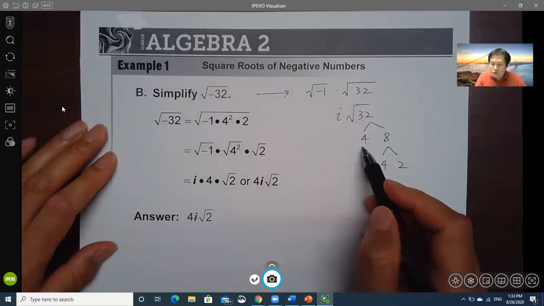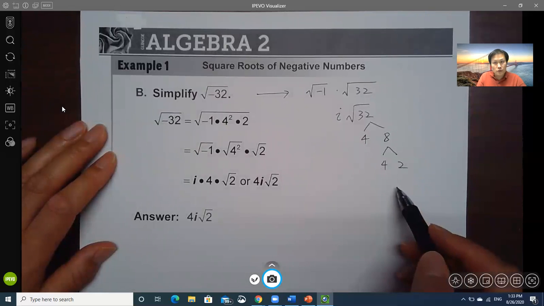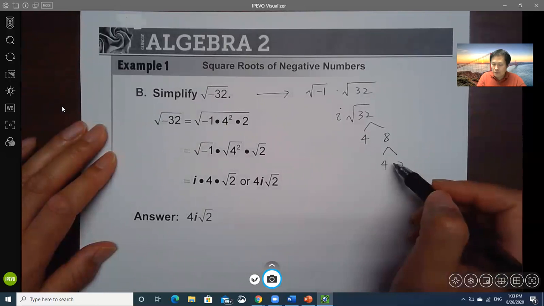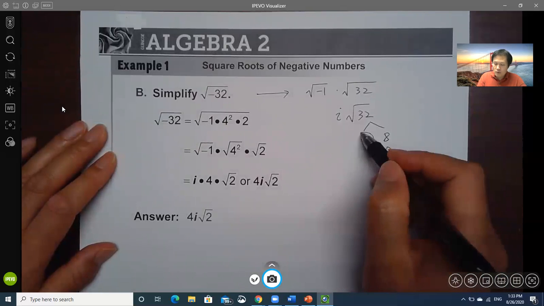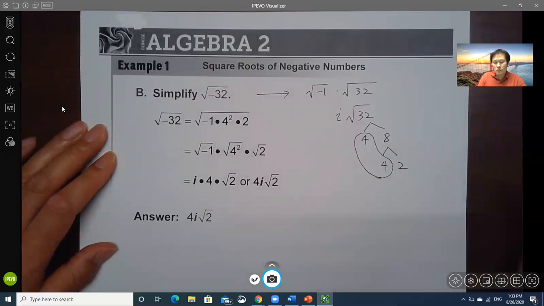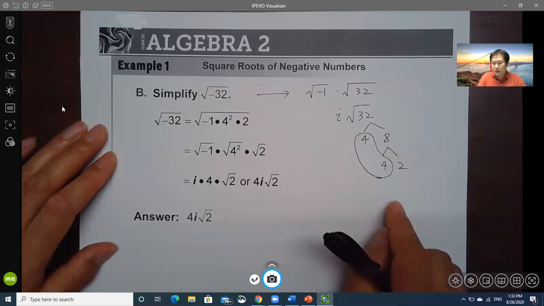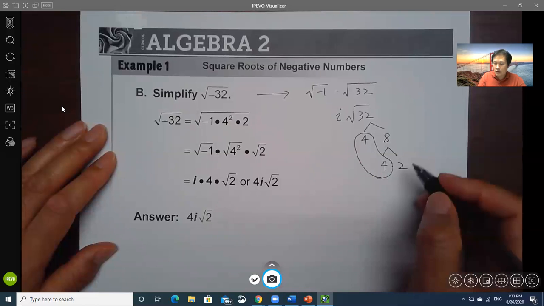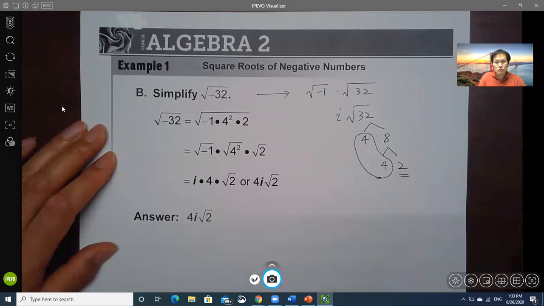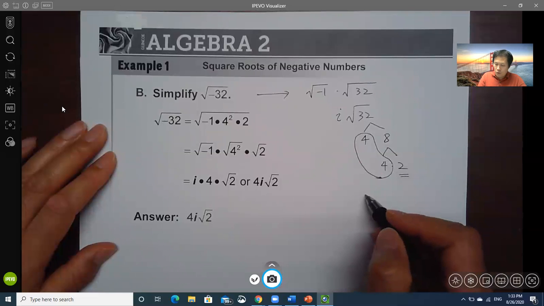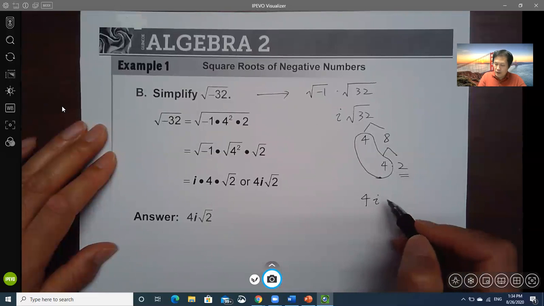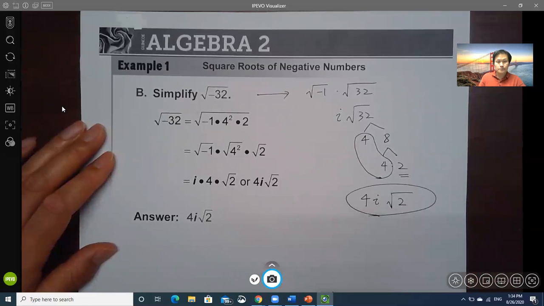You can go further with the 4, but I already found the pair. So you can go further, but I'd rather just pair up right here. Leftover is a 2. So 4 pops out, i. Leftover inside the root is 2. Final answer.